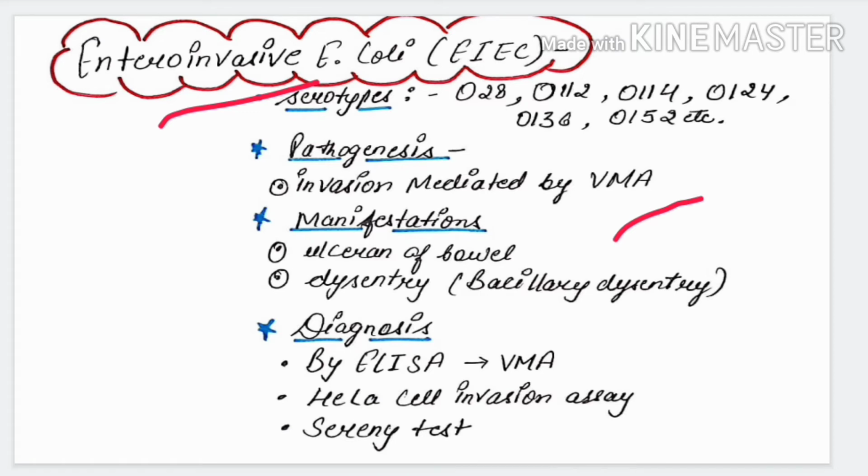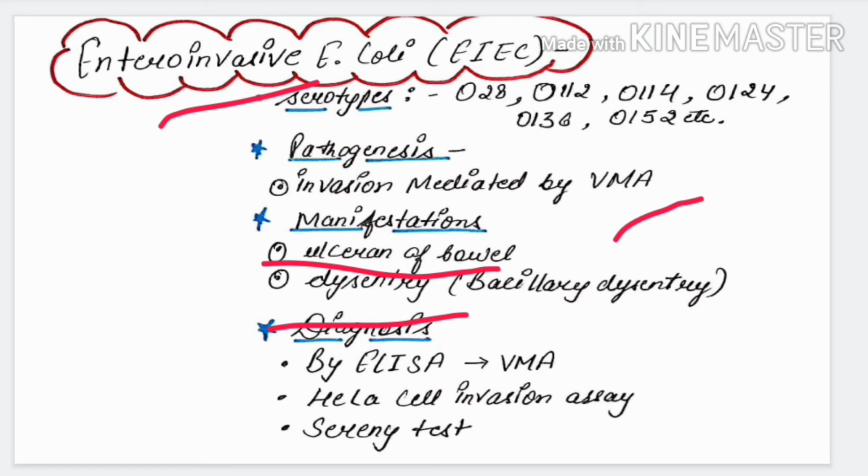Manifestations are, it will produce ulcers in the intestine. It may cause dysentery, that is related to bacillary dysentery. Okay, that resembles shigellosis. Dysentery means diarrhea with mucus and blood, that is called bacillary dysentery.